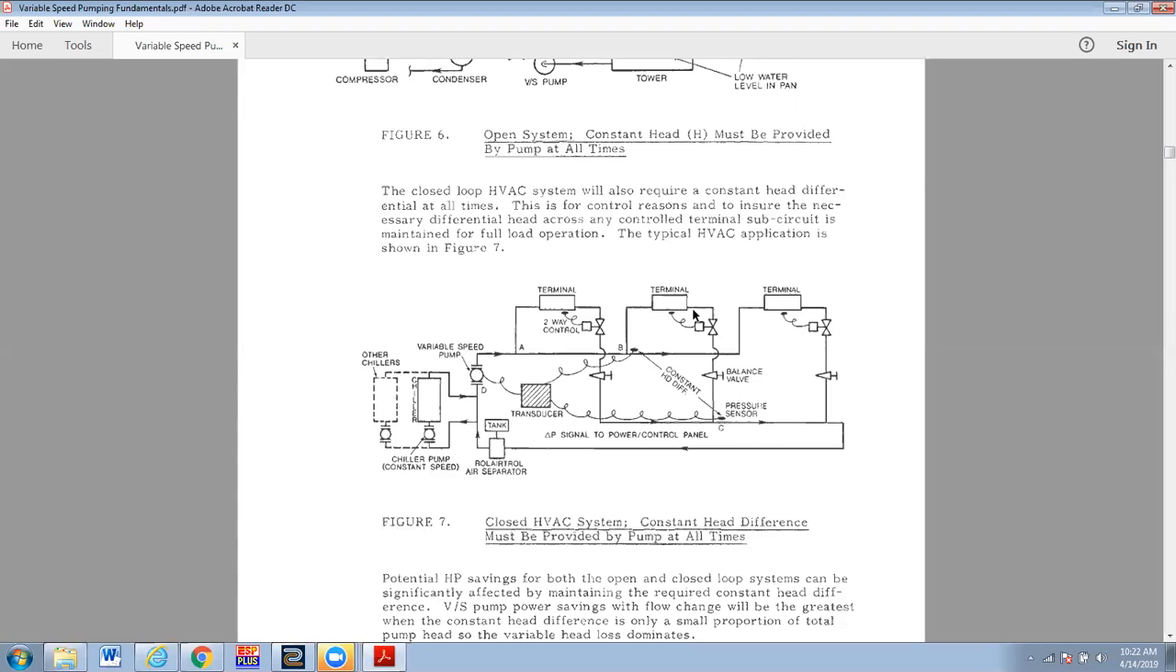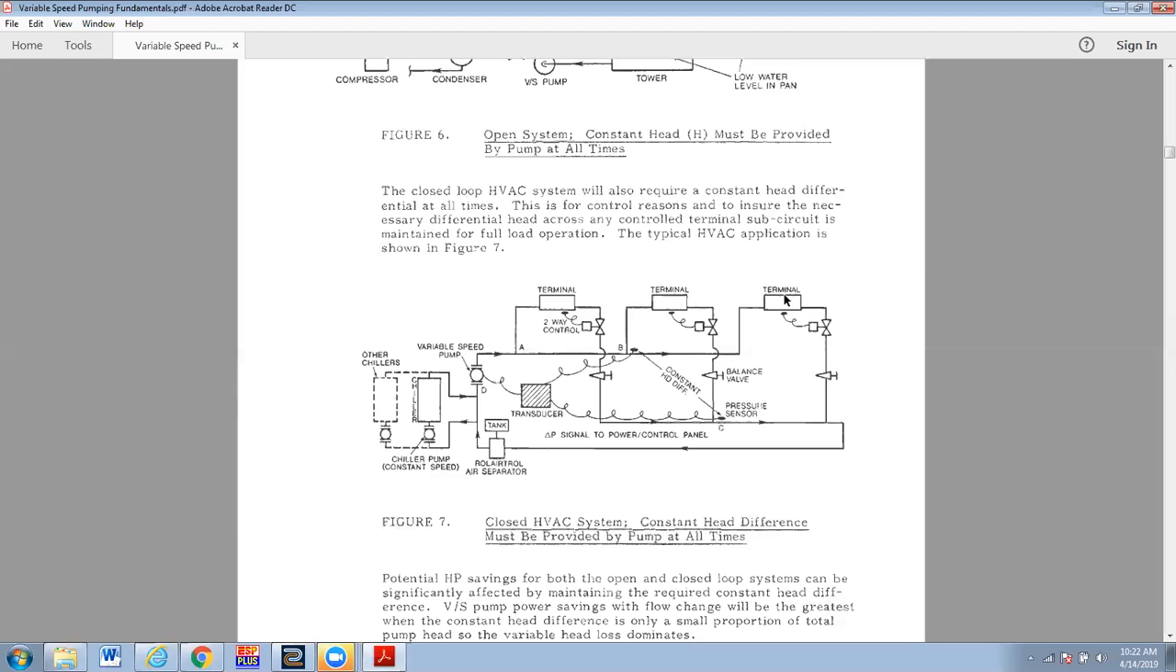Now, if all of these valves are at 50% and we had a constant speed pump over here, the head would go way up. We would just force our way up on the pump curve, which would be very inefficient. So what we do is, based on the design, we establish maybe it's 20 feet, maybe it's 30 feet, whatever it takes to push full flow through any one of these circuits. We'll set the set point, and then we maintain that differential pressure based on these two sensors.